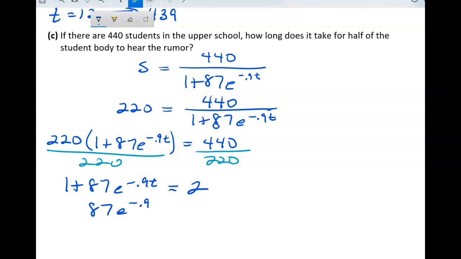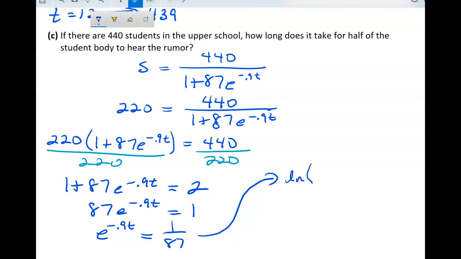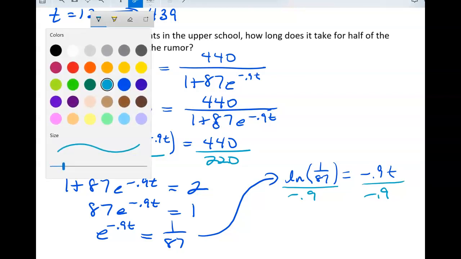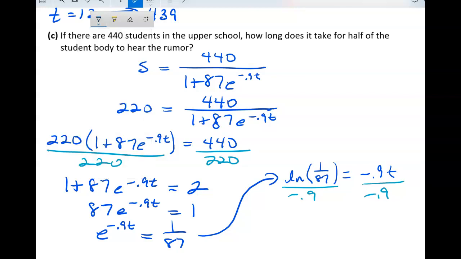Subtract off the 1 and divide by 87, and now we have our exponential expression isolated, that means we're now good to write this in logarithmic form. Since it's base e, it's going to be a natural logarithm. So the natural logarithm of 1/87th is equal to the exponent negative 0.9t. We can now divide through by negative 0.9. And we're ready for a decimal value.